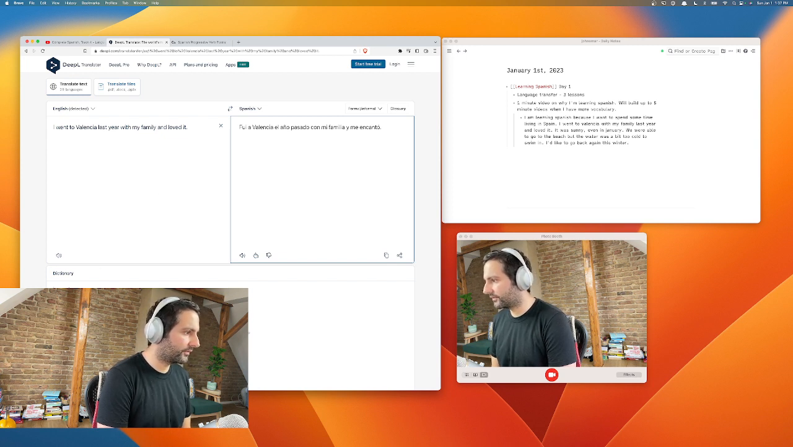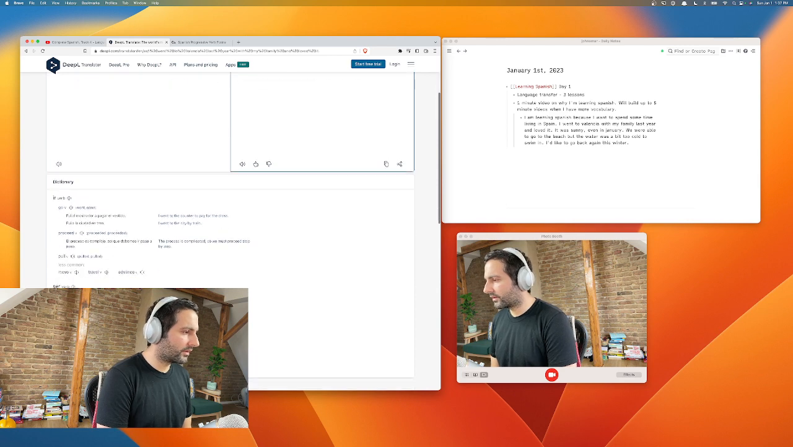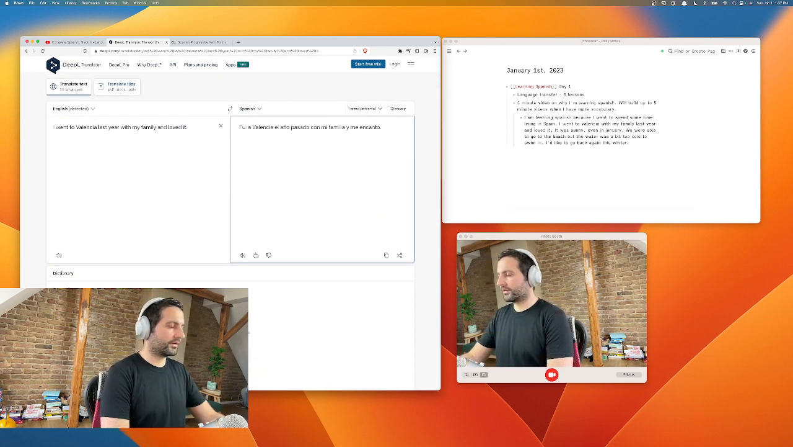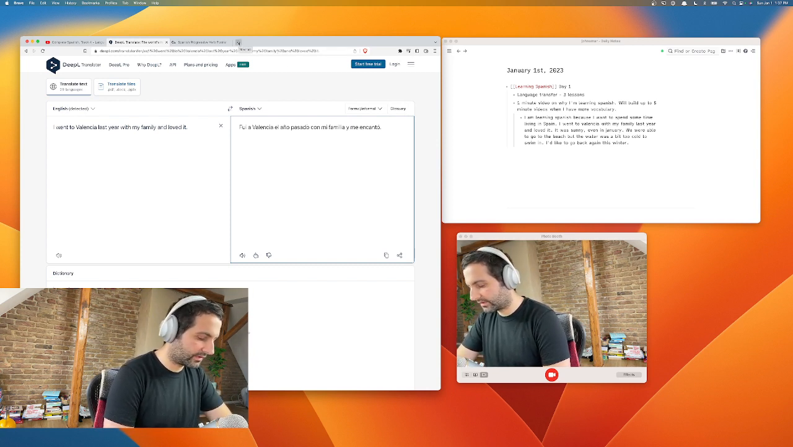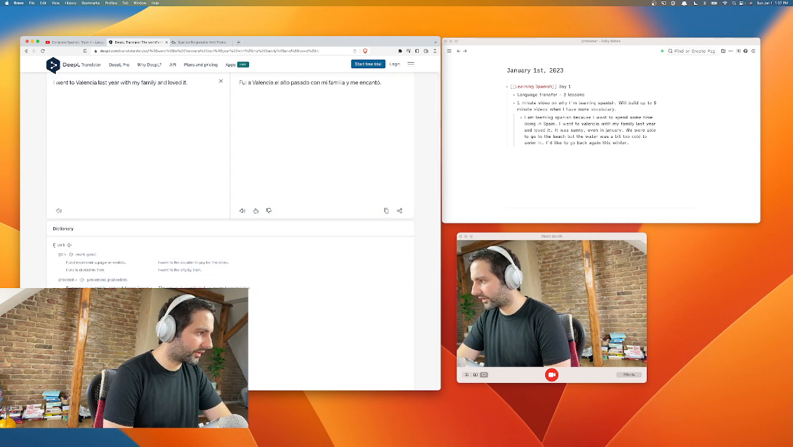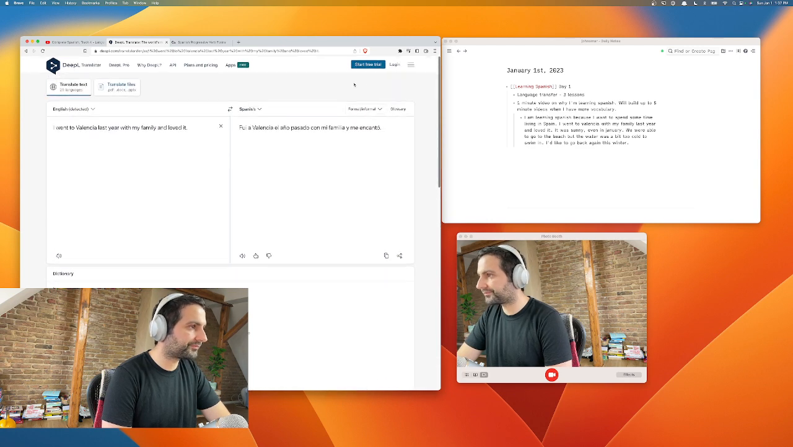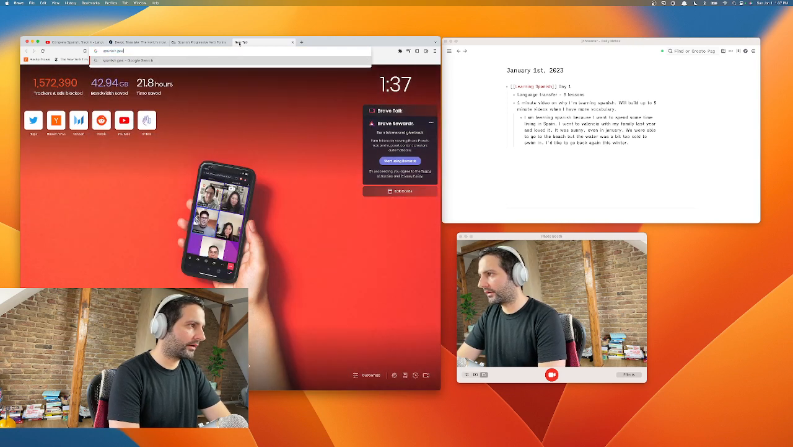Okay, so it's saying fui is the verb ir, which means to go. Fui al mostrador. I went, yeah, okay. No idea how this is being conjugated to the past. Let's say, can this show me the whole conjugation of ir? Spanish past ir.